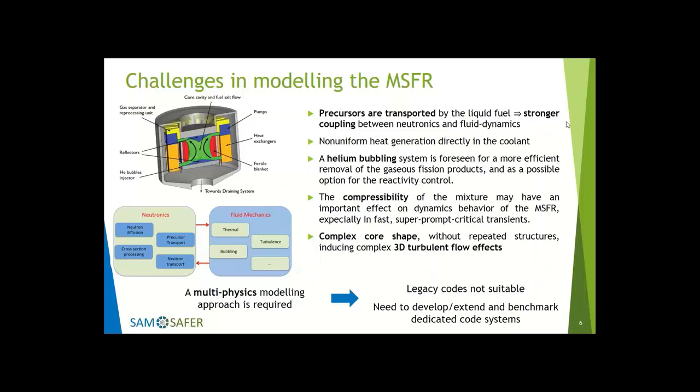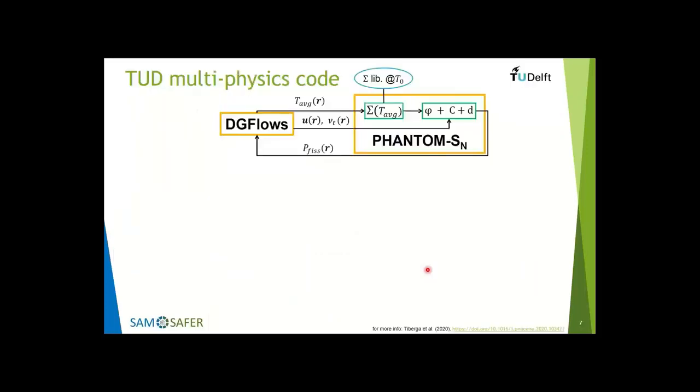But what's important is that it's very difficult to use legacy codes, codes and numerical schemes that are well established and largely used in the nuclear community and in the nuclear industry, because most of them are dedicated to light water reactors, whose characteristics are quite different from the MSFR, which means that to model this kind of reactor, we need to develop new multiphysics tools or extend existing ones. And indeed, in this presentation, I'm going to give an example of two codes, starting from the code most recently developed at TU Delft. This was the main topic of my PhD work there.